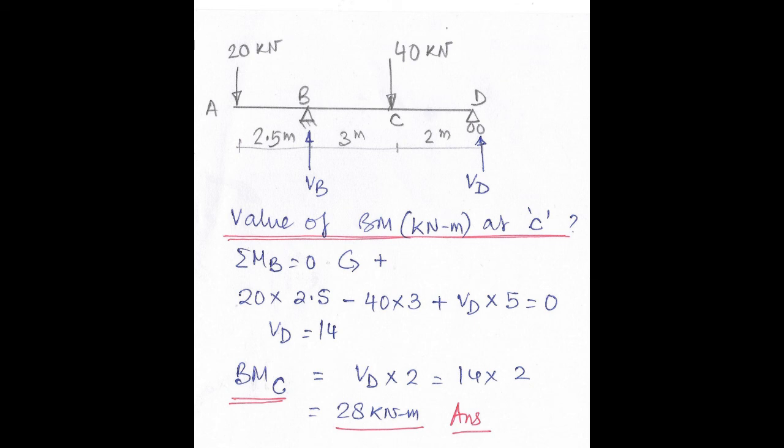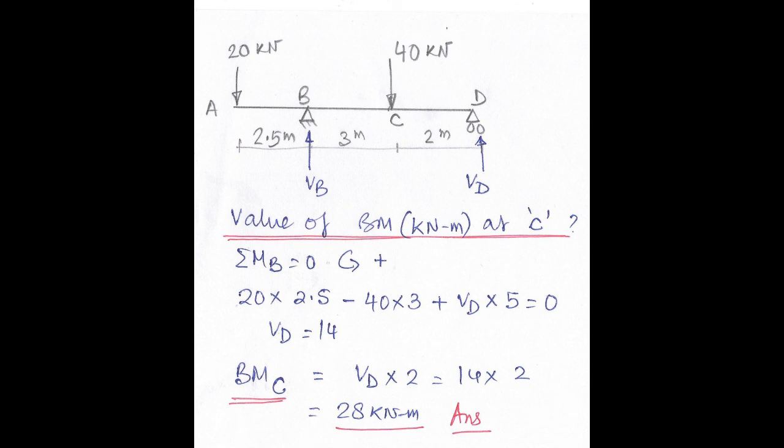If we analyze it from the right hand side, so bending moment at C will be vertical reaction at D multiplied by the distance between C and D, that is 2 meter. So if we can find out VD, that is the vertical reaction at the point D, and multiply VD by 2, we will get the bending moment at C. Now let us see how to find out the support reaction.